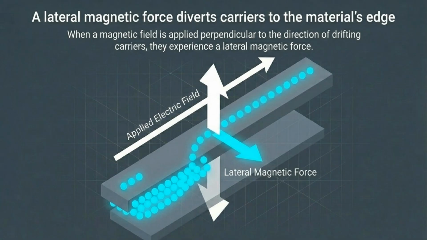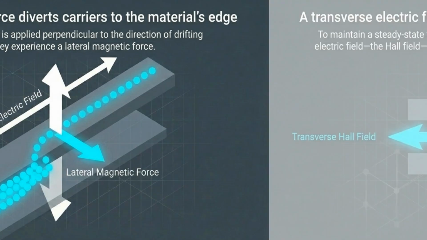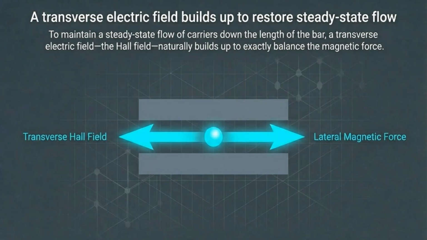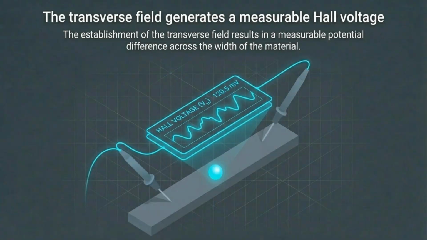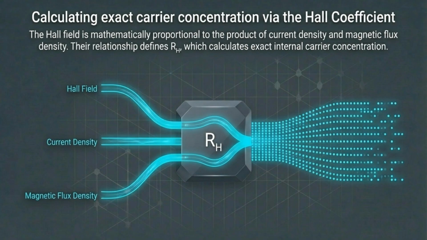This magnetic field exerts a lateral magnetic force, diverting the charge carriers toward the material's edge. To restore a steady-state flow, a transverse electric field, known as the Hall field, builds up to balance the magnetic force. The establishment of this Hall field creates a measurable potential difference across the width of the material, which is the Hall voltage. The Hall field is proportional to the product of current density and magnetic flux density. This relationship defines the Hall coefficient, R_H, which calculates the exact internal carrier concentration.